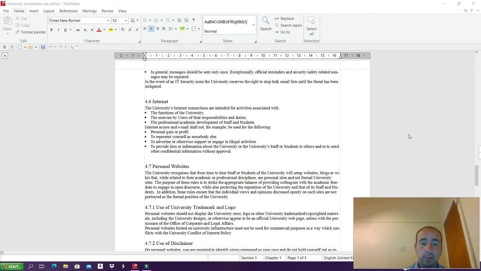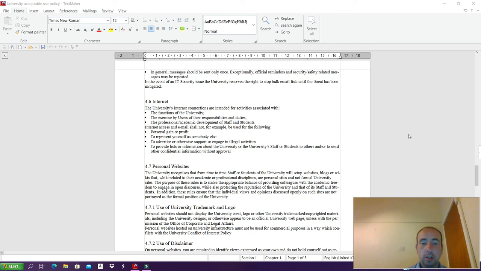Personal websites. The university recognizes that from time to time staff or students of the university will set up websites, blogs, or wikis that, while related to their academic or professional disciplines, are personal sites and not formal university sites. The purpose of these rules is to strike the appropriate balance for providing colleagues with the academic freedom to engage in open disclosure while also protecting the reputation of the university and that of its staff and students. In addition, these rules ensure that individual views and opinions discussed openly on such websites are not portrayed as a formal position of the university.